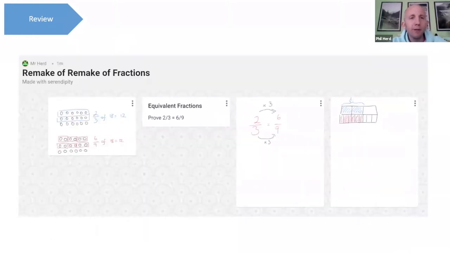Another way of reviewing is to use Padlet. So I just set the question here: prove 2/3 equals 6/9. And I just have to add the little health warning here that it would be great, wherever possible, for you not to draw your fractions like this. My wife is a math teacher and she'll be shuddering now if I don't mention this.